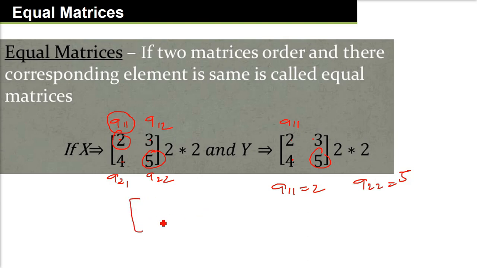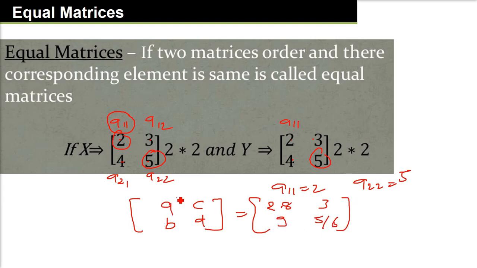For example, if I am writing a matrix A, B, C, D, and here I am putting certain values, it has to be the same order, so 2.8, 3, 9, 5 by 6. So A will be equal to 2.8, C will be equal to 3, B will be equal to 9, D will be equal to 5 by 6. They are equal matrices.